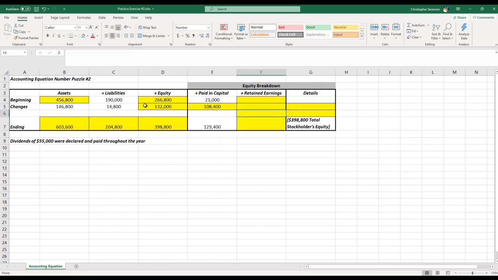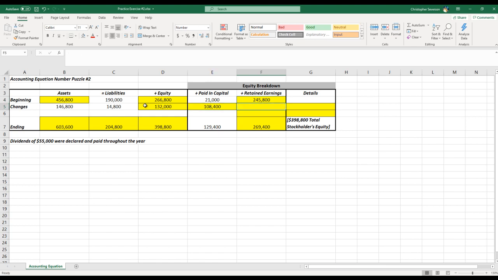If we go over to retained earnings, that's all we have left now. We're trying to find all the detail of retained earnings. We know that our ending balance was 129,400 for paid in capital. We know that total equity had to be 398,800. So it must be the difference between those two. We must have 269,400 in ending equity. Retained earnings beginning balance would be the same thing. It must be equity minus the paid in capital of 21,000. We must have 245,800 in beginning retained earnings.